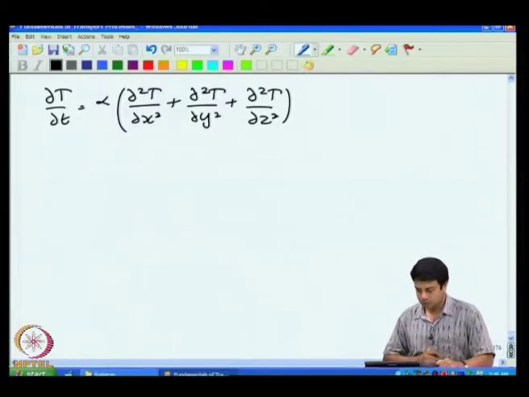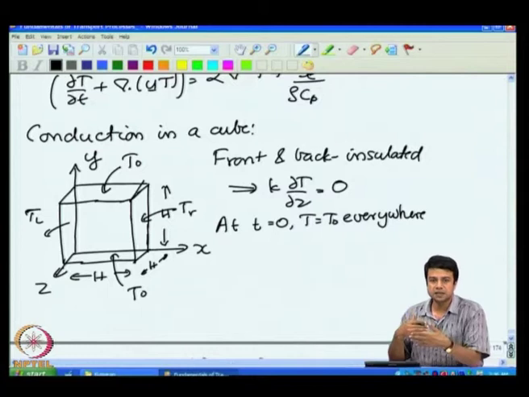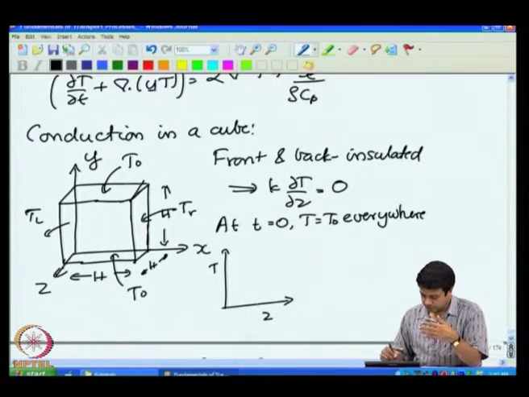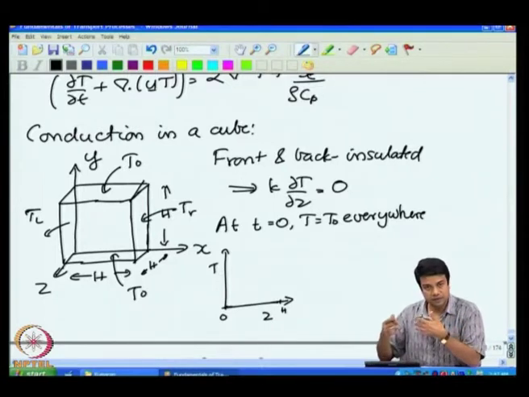Note that the front and back faces are insulated. That means that k times dT by dz is equal to 0 on the front and back faces. That means that if I plot the temperature as a function of z along the cube from 0 to h, the slope is 0 here, the slope is 0 here. So, therefore, there is no forcing on the front and back faces. There is nothing to keep the temperature different from the initial temperature in the front and back faces.